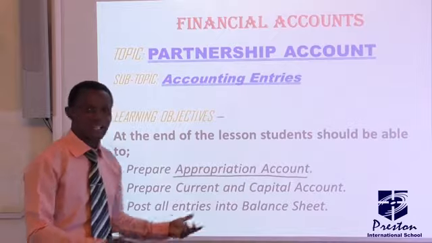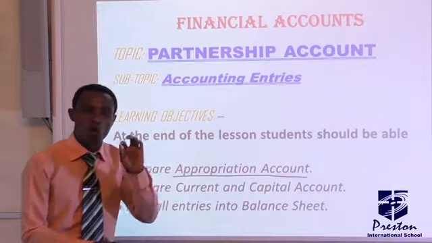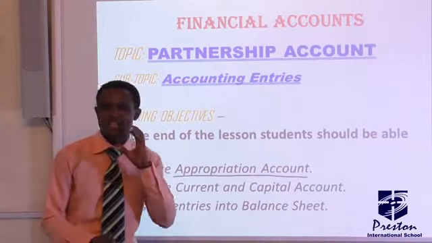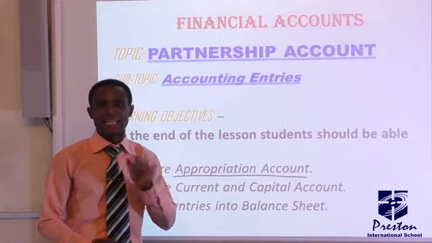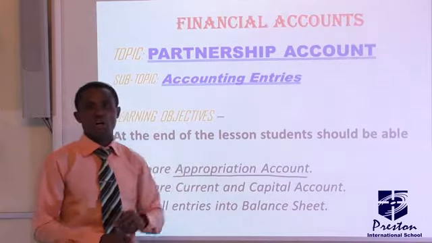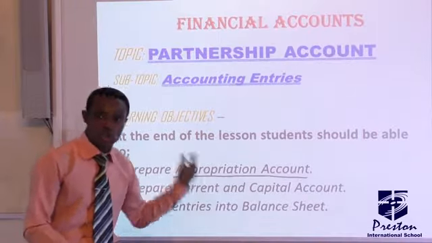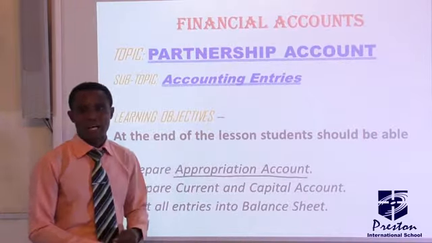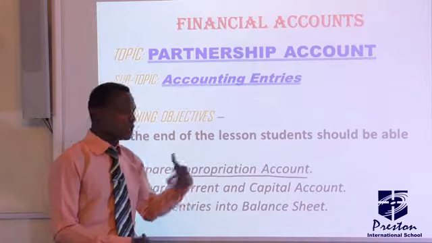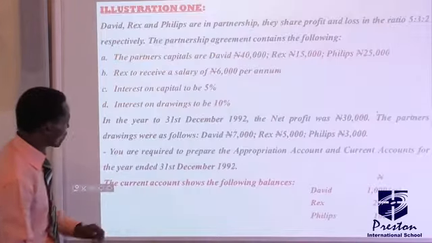You were told in our previous lessons that appropriation account is the only concept that makes the difference between partnership account and the normal final account that you know. We start from the trading and profit and loss account straight to the balance sheet. But here, after your trading and profit and loss account, you are meant to prepare your appropriation account, which leads you straight to the balance sheet. Many more you are going to learn today.